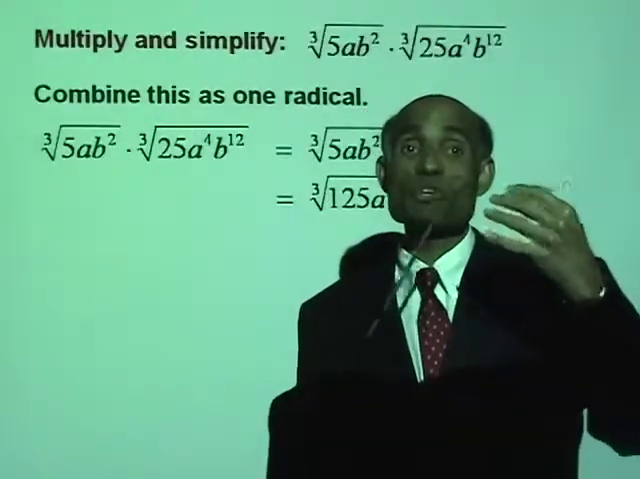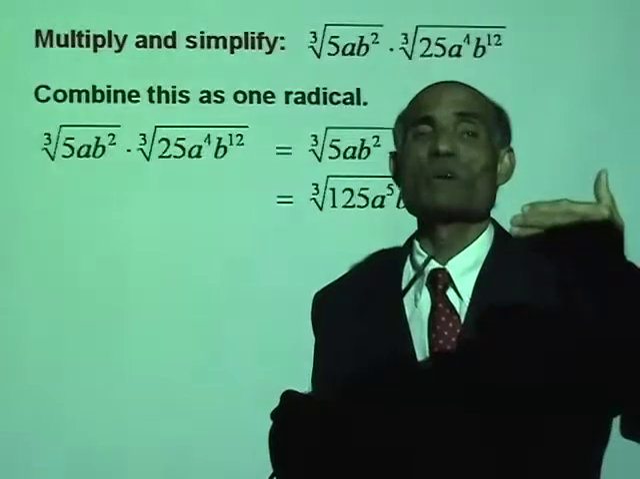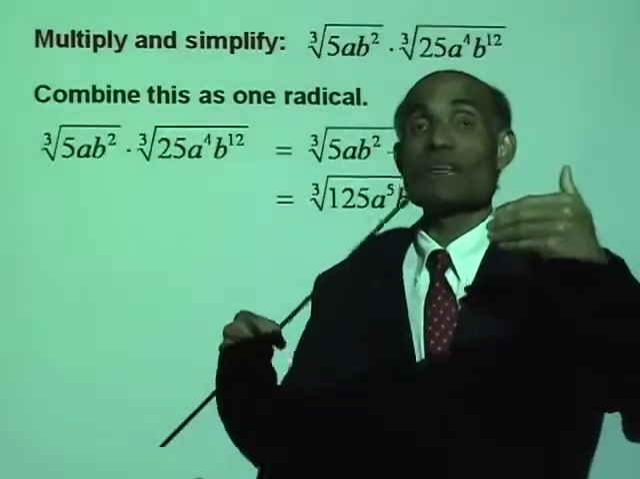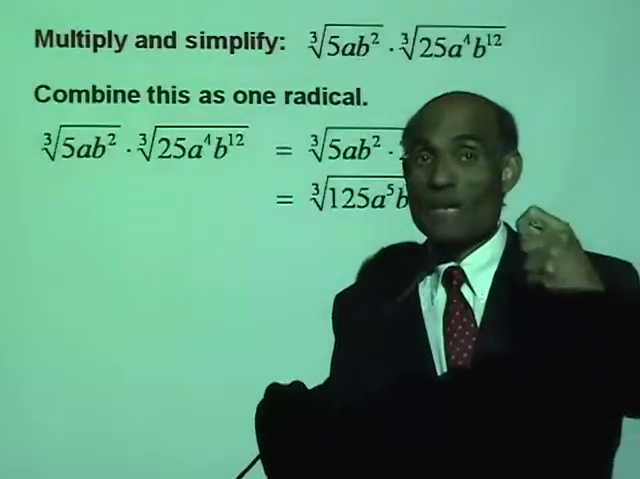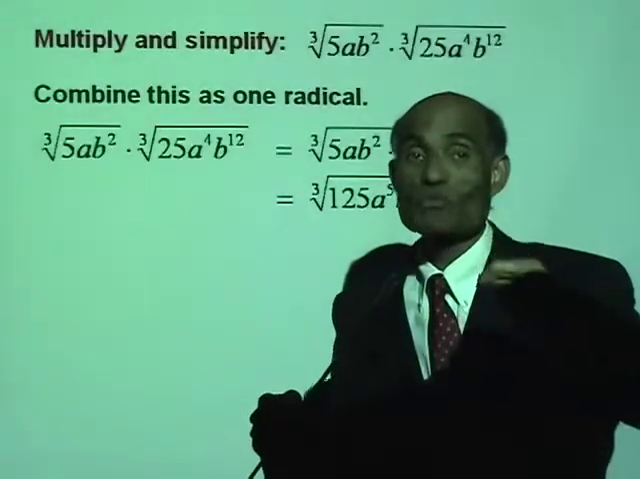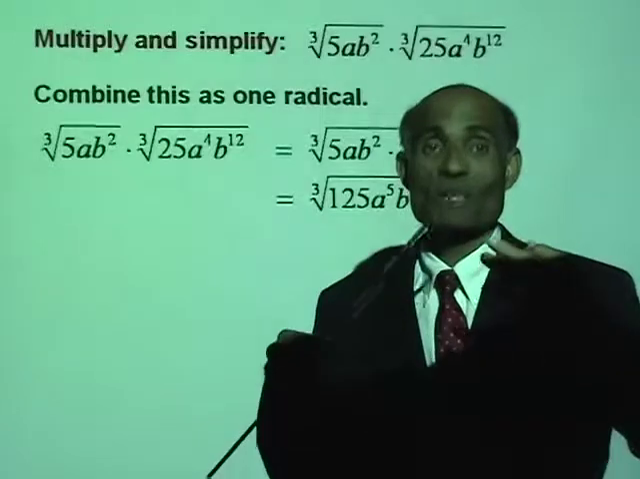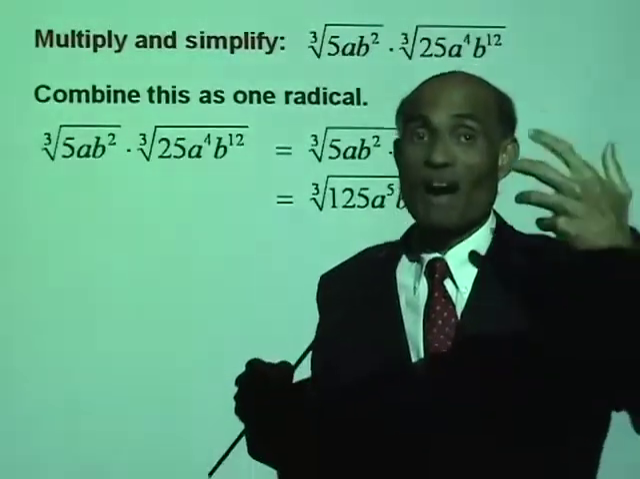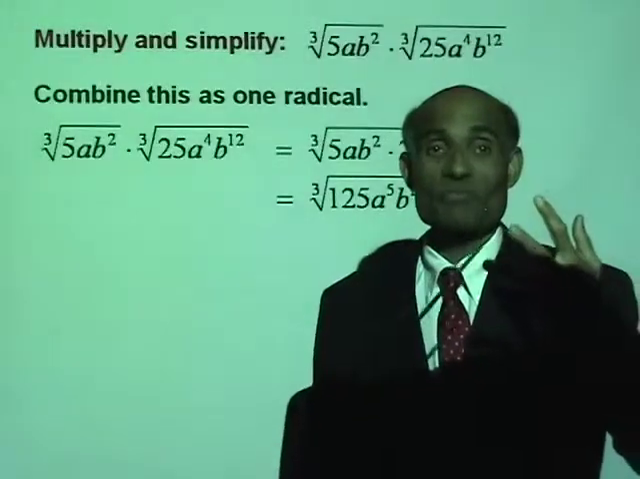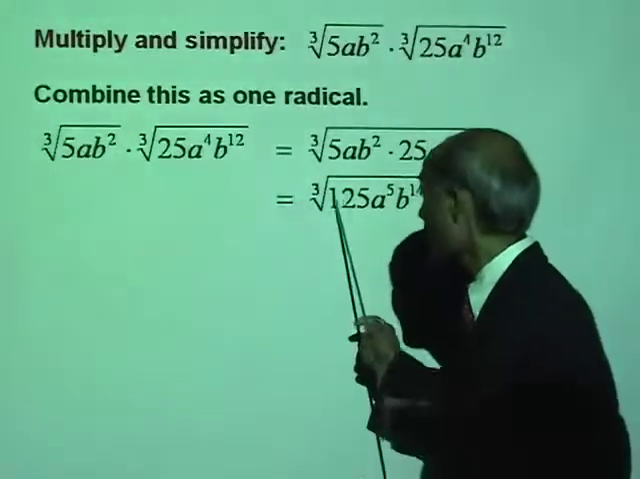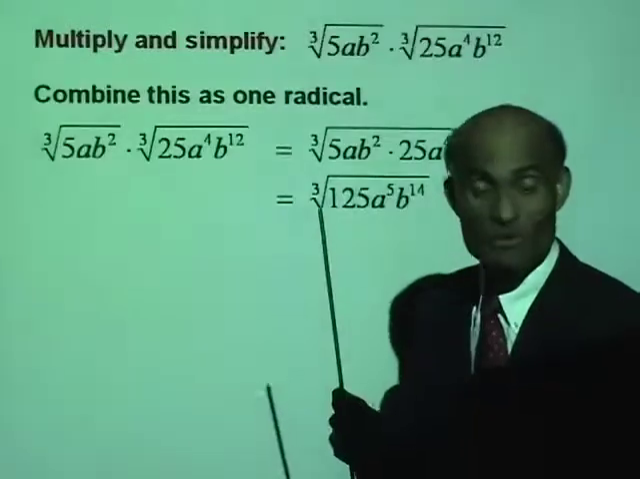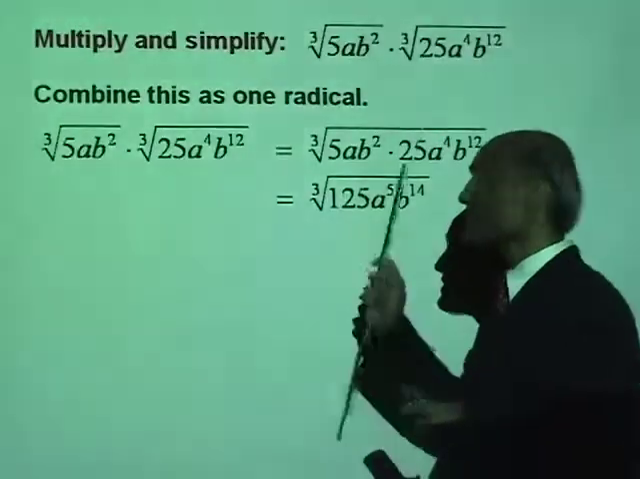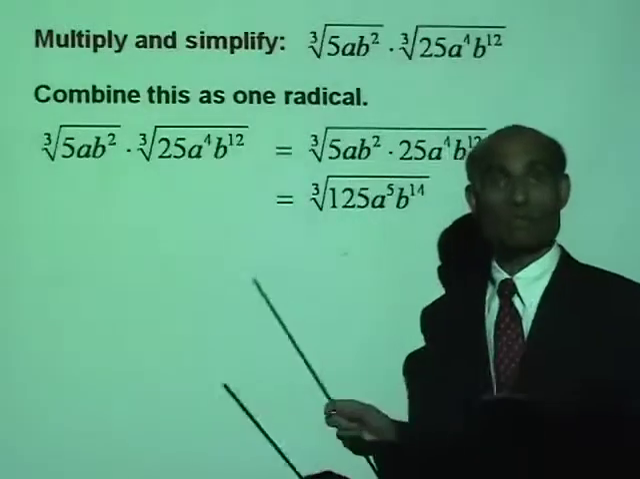The first perfect cube is 2 cube, that is 8. The second is 3 cube, that is 27. The next is 4 cube. What is 4 cube? 4 times 4 times 4 is 64. And the next one is 5 cube, 5 times 5 times 5. That is 125. 125 is a perfect cube. So we will leave it. We can separate it out.